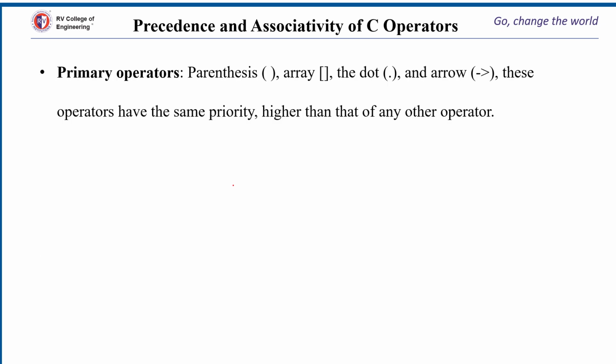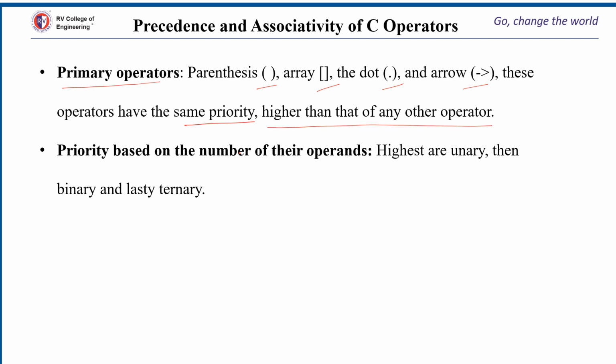Alright. Now one thing to remember, it is always difficult to keep that bigger table in your mind. So you can remember this instead of remembering the entire table. First thing, there are certain operators that are considered primary operators, that is the operators with high precedence. Those are the parentheses, arrays, dot operator and arrow operator. All of these have the same priority and they have higher priority than any other operators of the language.